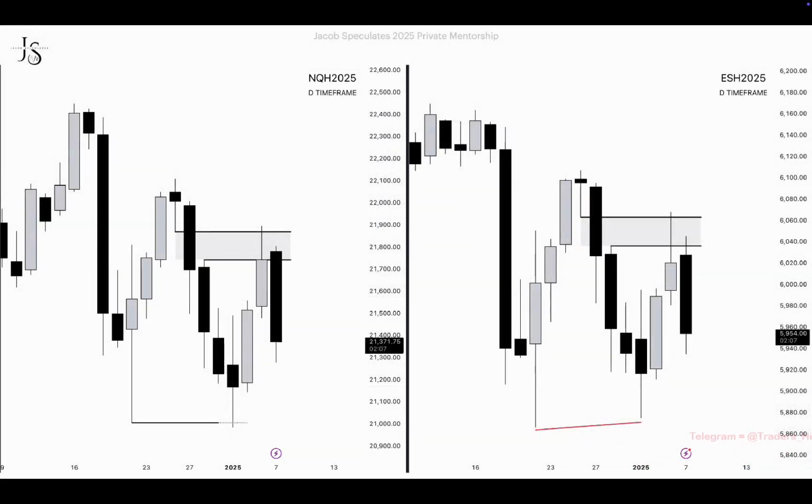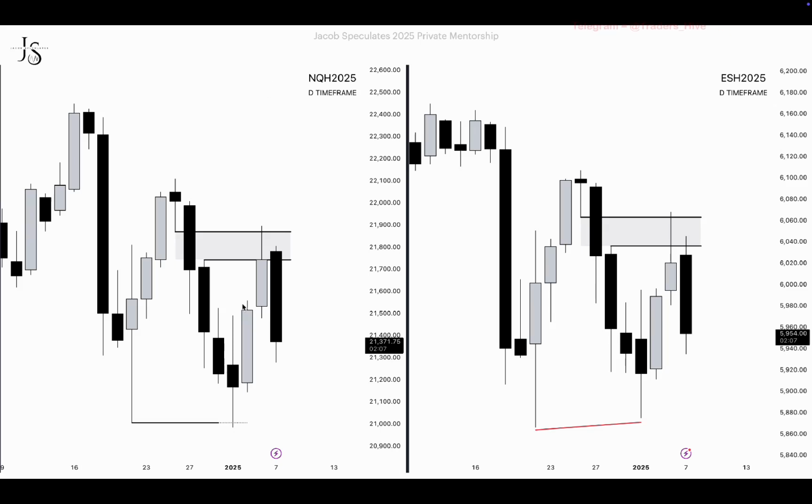Getting started, we have the NASDAQ on the left and the S&P on the right, and that daily fair value gap that we outlined this Sunday, that was our draw on liquidity. As you can see, it got hit pretty well, and we got a strong reaction off of that. But I'm going to review exactly why I came to that conclusion of that being our draw on liquidity.